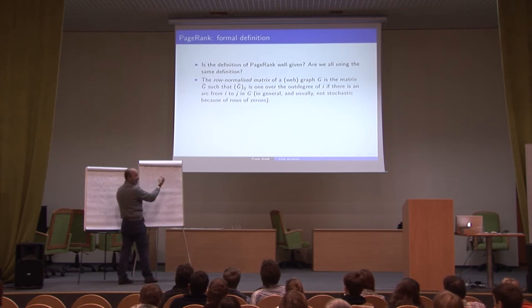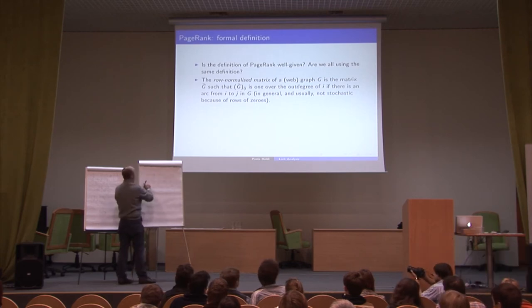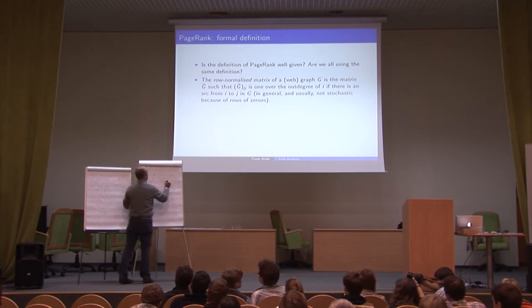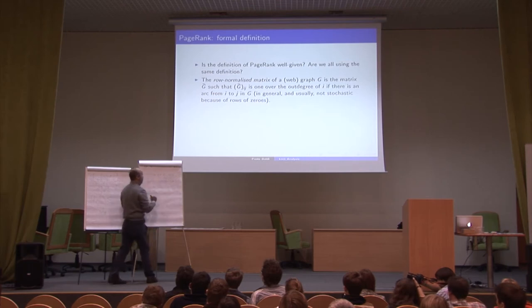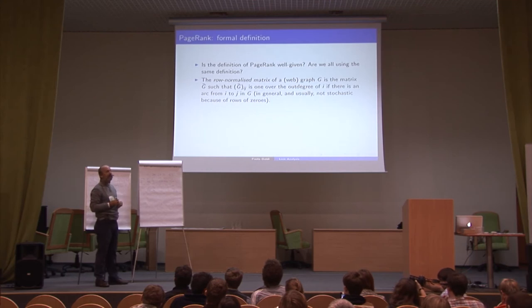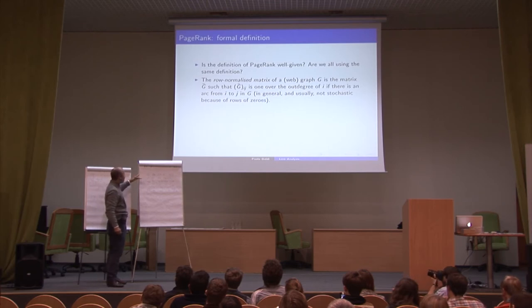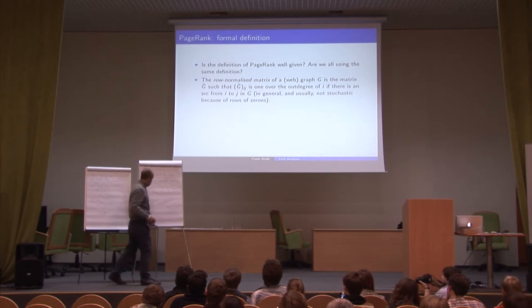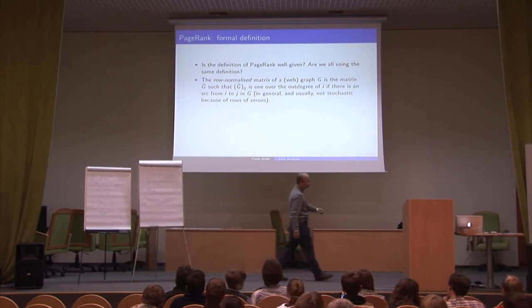So the first row contains three ones. The third row contains four ones. And the last row contains two ones. So this is G bar. G bar is the same as G, but you make it sub-stochastic, sub-row stochastic. Sub-row stochastic means that apart from the rows that are zeros, it's row stochastic. So this is G bar.